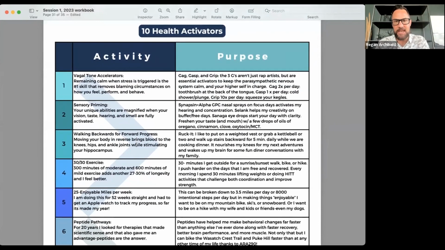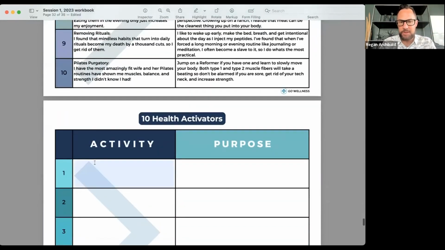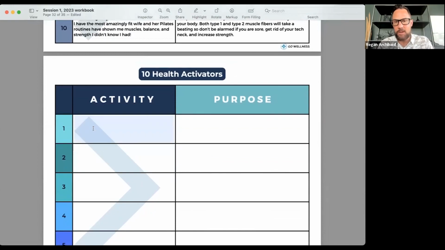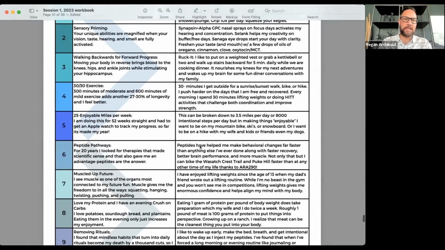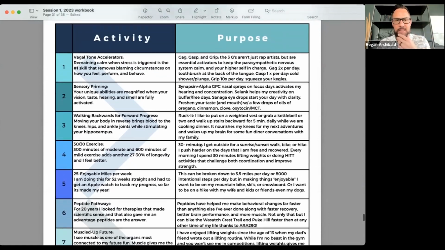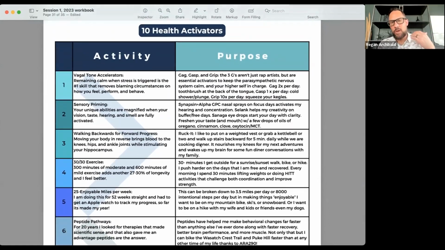We're going to jump into the 10 health activators. And as I go through mine, I'm going to encourage you guys to everybody write down what your activities are, what the purpose is of those, and then we can share them. Because as I look at health activators, I think longevity, one of the big pursuits that we have in our medical practices is how can we help more people get better results faster? Well, the only way to do that is to help them change who they are and help them pull their future self into the present moment.